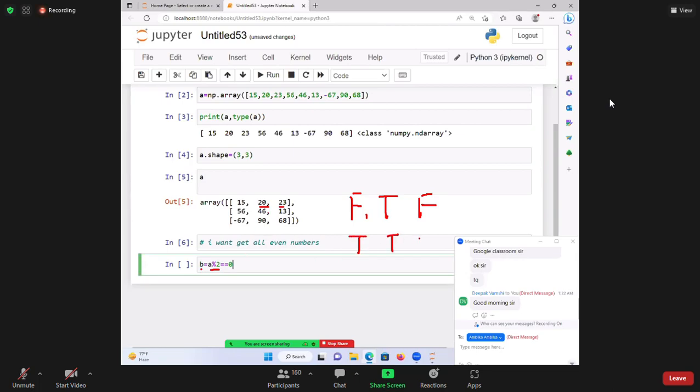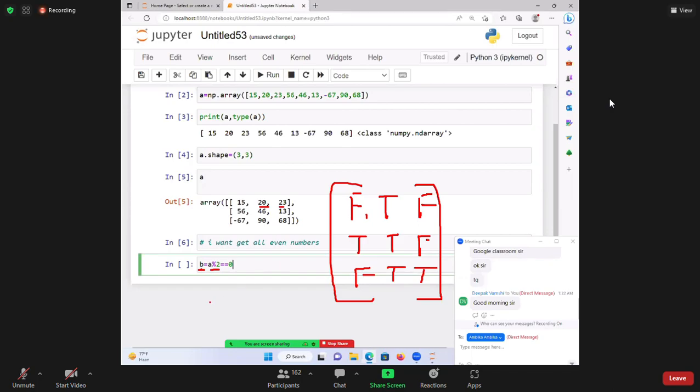13 % 2 is false. Minus 67 is false. 90 is true. 68 is true. This is called which array? Boolean array. The Boolean matrix is prepared. B is also which object? An ND array object only. Okay. Up to that you write it.